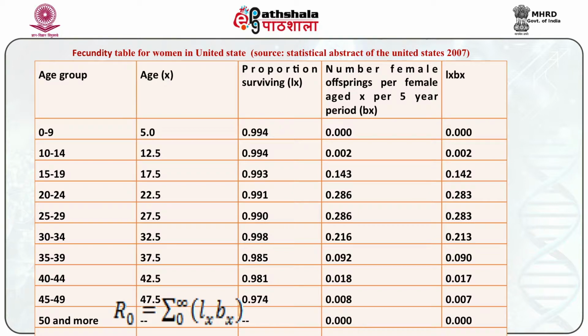The fecundity table of the human female in the United States is presented in the given table. If the human population of the United States continues to grow at these rates, it would multiply 1.039 times in each generation. The table represents the fecundity table for women in the United States.